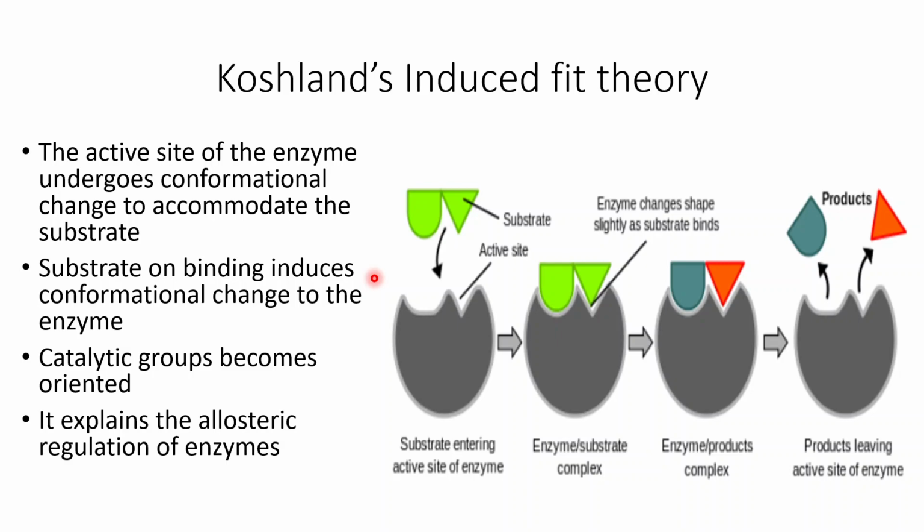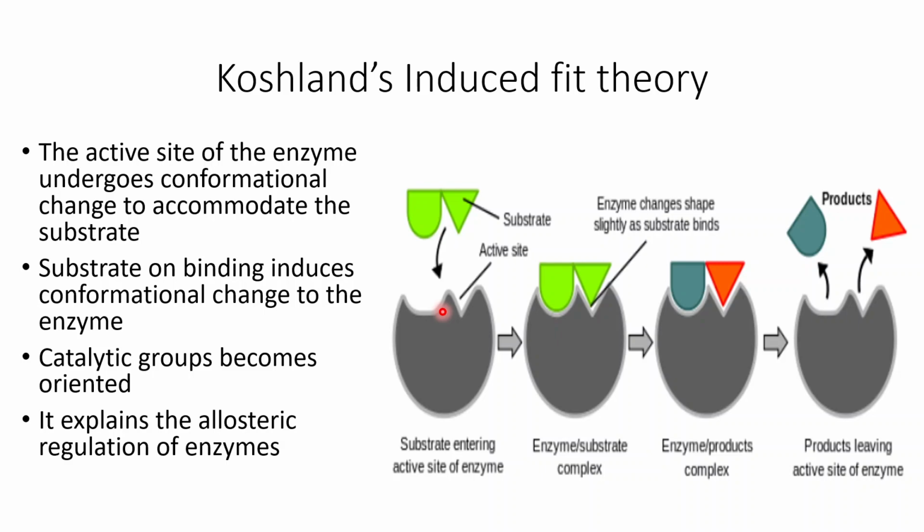So the substrate binding induces a conformational change in the enzyme. And why this conformational change? Because the catalytic groups become more oriented. The active site is where all the catalytic groups are. So when the substrate binds to the substrate binding site, the active site also undergoes certain changes so that the catalytic groups present in the active site become more available and more oriented. So the active site is modified by binding of the substrate.